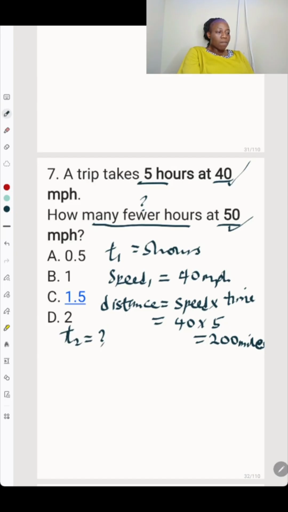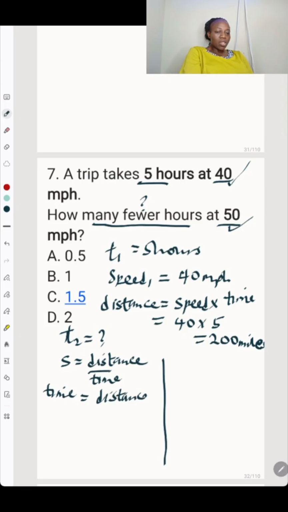So let's find time from distance. Speed equal to distance over time. Then time is what? Time is distance over speed. Distance over speed. So in this case, we can now use the distance we calculated. That will be 200 divided by, what is the speed? That new speed, 50. So what are we having here? This is going to be what?